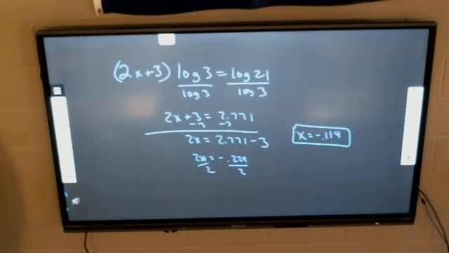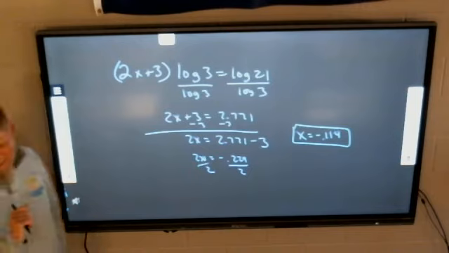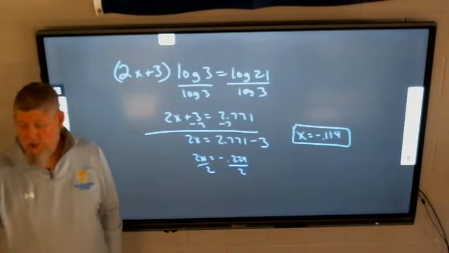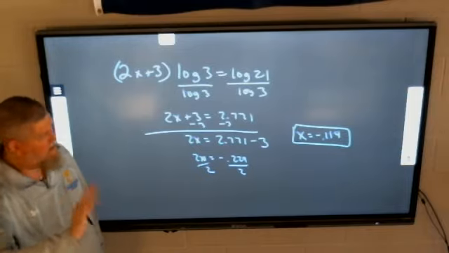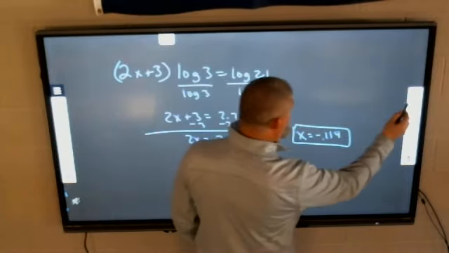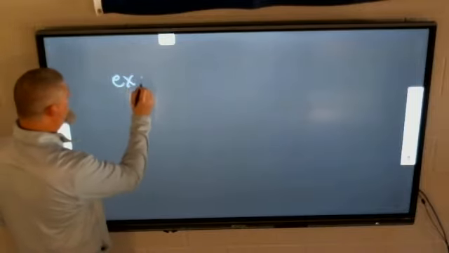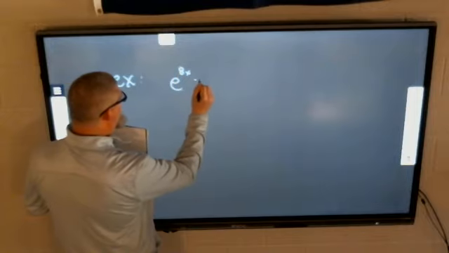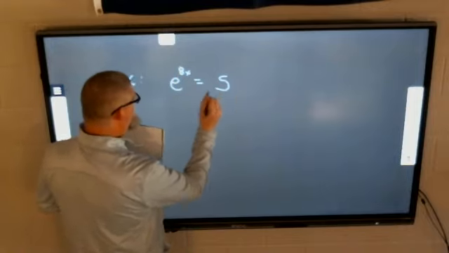All right, normally I would be done, but I have to show you one other thing because when you get to Delta Math, you might see this, okay? The process is going to be the same, but there's going to be one little change if you see a letter. Last example. Let's say you see something like e to the 8x equals 5. Something like that.